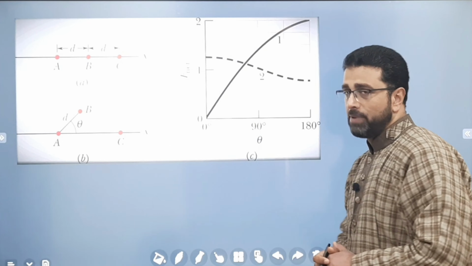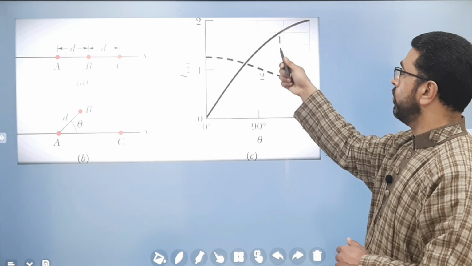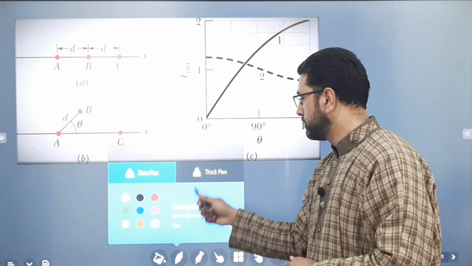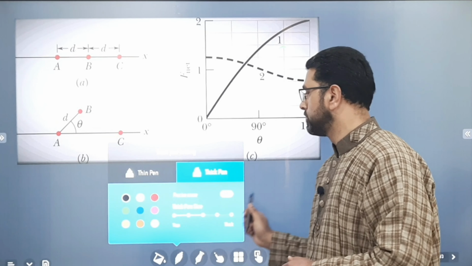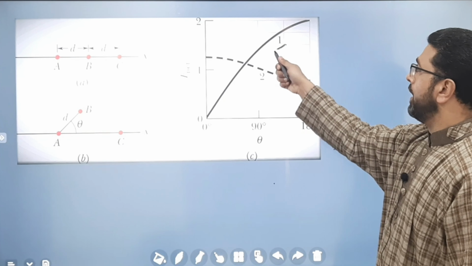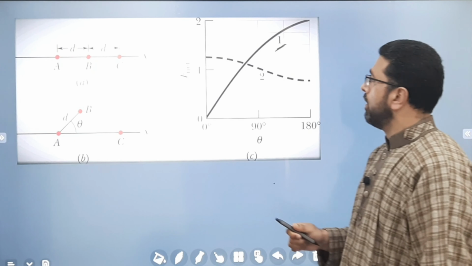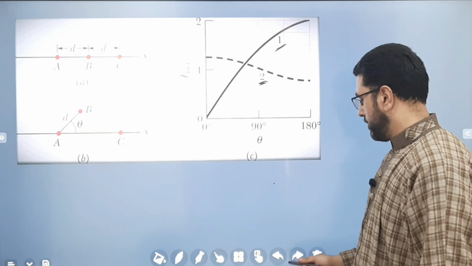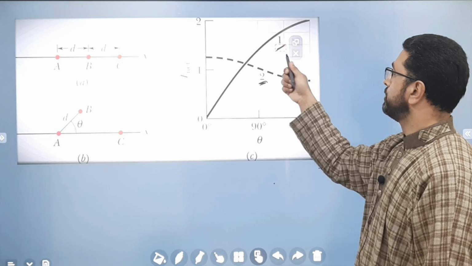So again, back to the same diagram. We'll be dealing with curve 2 now. Curve 1 we did. We have to do curve 2.